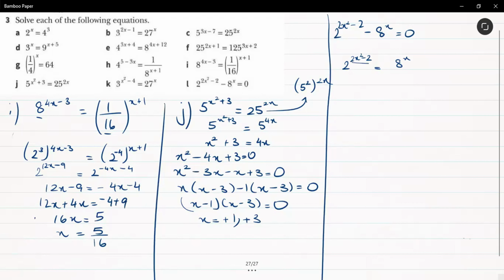2x squared minus 2, and 8 to the power x. Okay, so again, 2 raised to the power 2x squared minus 2 is going to be equal to 2 raised to the power 3x. And now, as the index values are the same, we're going to repeat the same process. 2x squared minus 2 is equal to 3x. Now, again, make this a quadratic equation. 2x squared minus 3x minus 2 is going to be equal to 0. Now, 2 and 2, 4. Wait a second, just give me 1 minute. I'll charge this up. There we go.